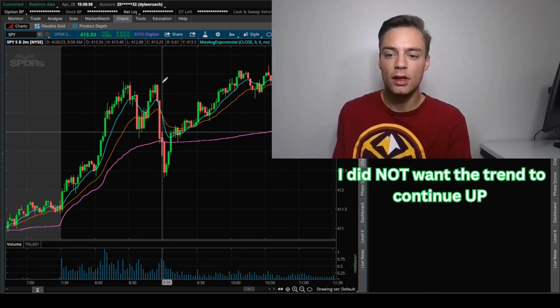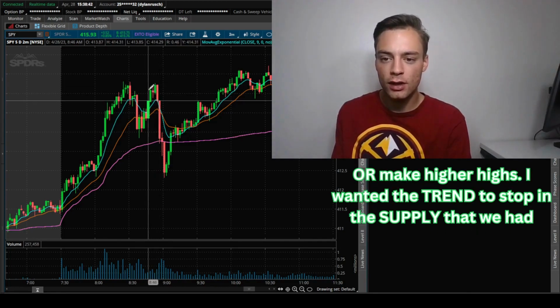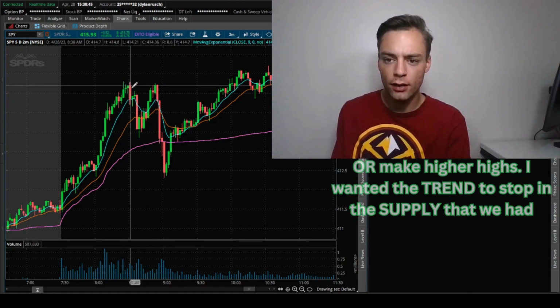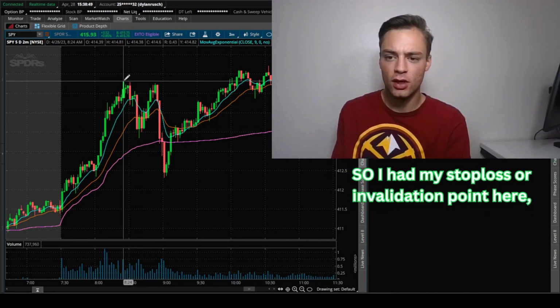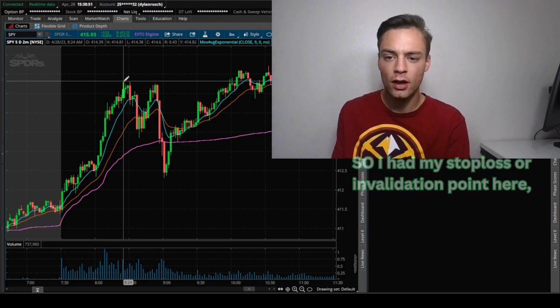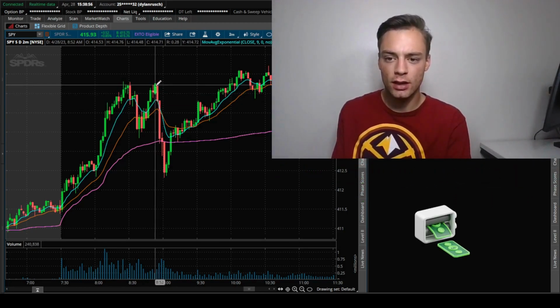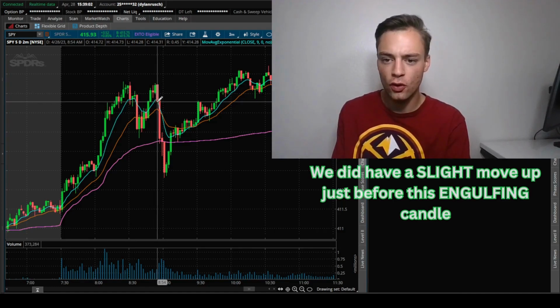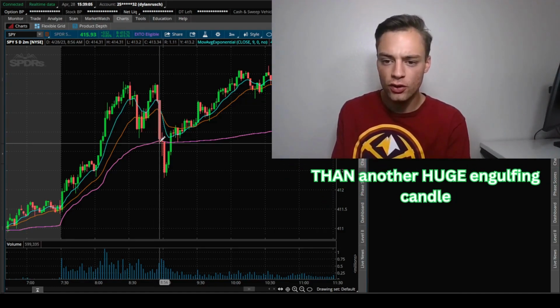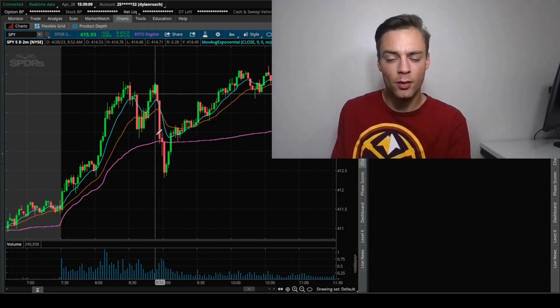I didn't want the trend to continue up, making higher highs. I wanted the trend to kind of stop in this supply area that we had where we continue to get our pushes down from. And so I had my stop loss or invalidation point above here, and these contracts just printed. As you guys can see here, they had a little bit of upside movement right before it had a huge engulfing candle and then another huge engulfing candle. And I was able to sell out my contracts in this area where I made most of my money on my trades today.